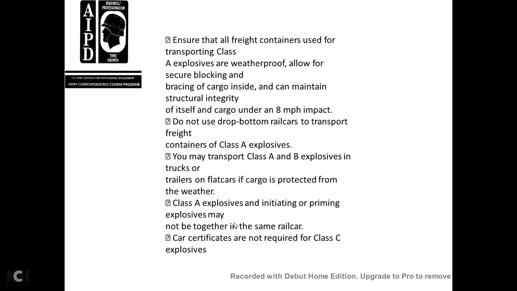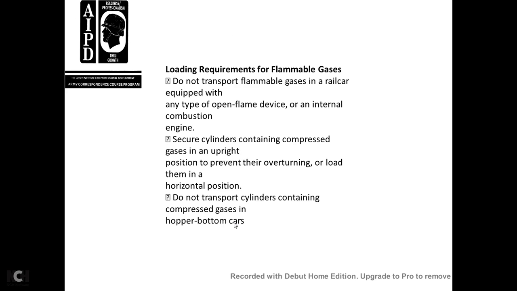Ensure that all freight cars used for transporting Class A explosives are weatherproof, with securable blocking and bracing for the cargo inside, maintaining structural integrity of itself and the cargo under an 8 miles per hour impact. Do not use drop bottom rail cars to transport freight containing Class A explosives. You may transport Class A and B explosives in trucks or trailers on flat cars if the cargo is protected from the weather. Class A explosives and initiating or priming explosives may not be together in the same rail car. Car certificates are not required for Class C explosives.